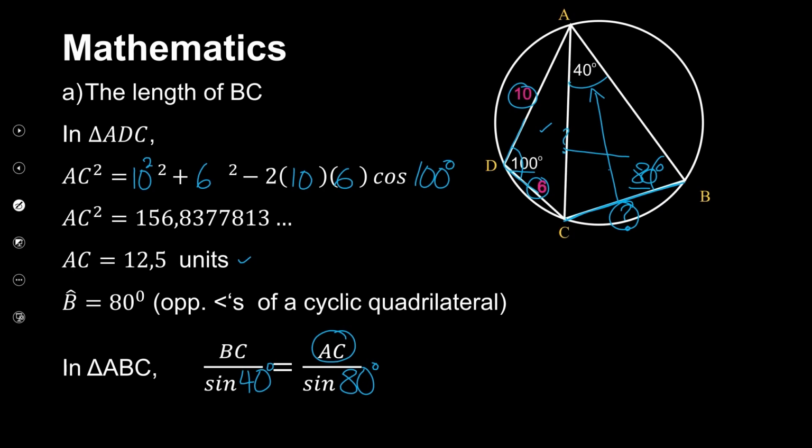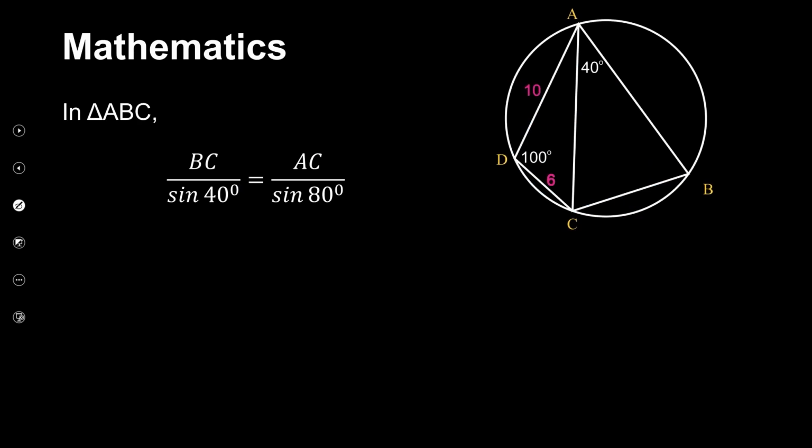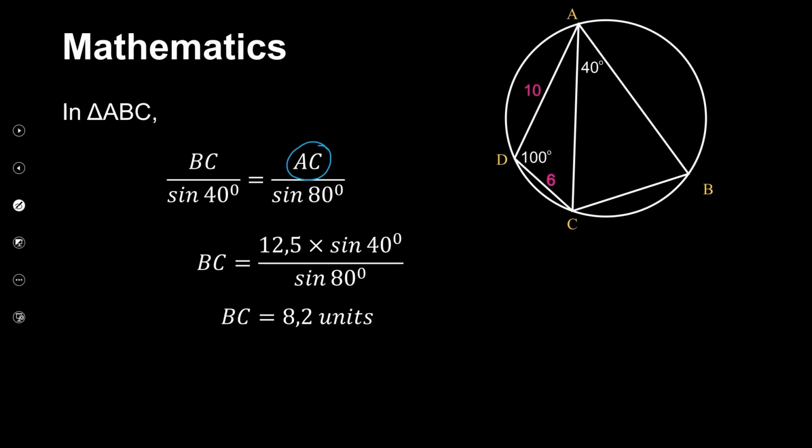Okay, we've got to do a bit of rearranging to try and get our answer. So we're going to say BC over sine 40 equals AC over sine 80. And remember, you have this answer in your calculator's memory still. So when you're doing this calculation, put it in, and then you're going to get a value for BC. Once you put this into your calculator, 12.5 times sine of 40 over sine of 80, you should end up with BC is equal to 8.2 units.